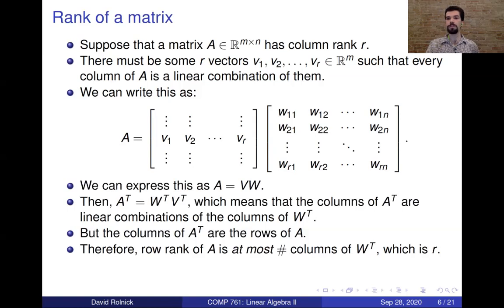Okay, so now what do we do? We've just related: we assume the column rank is R. You know, the row rank is at most R now. Why couldn't it just be that the row rank is less than or equal to the column rank?